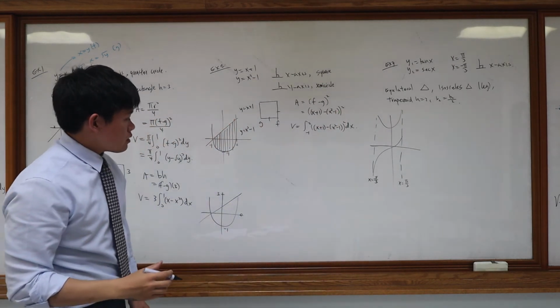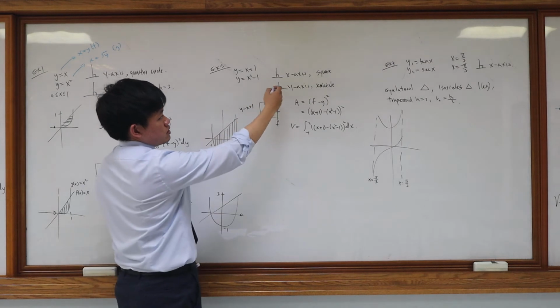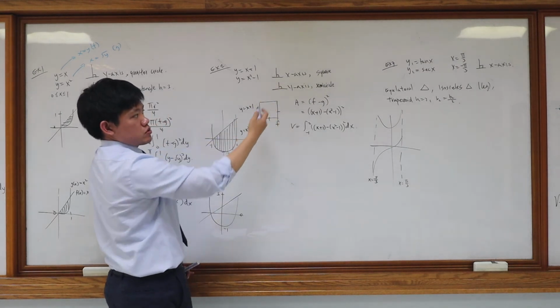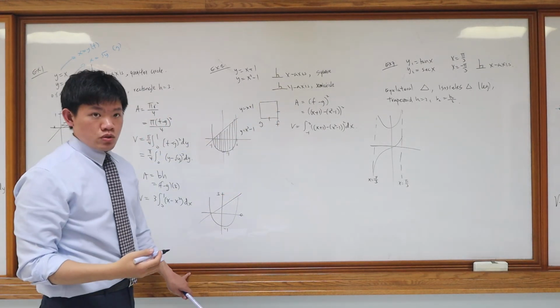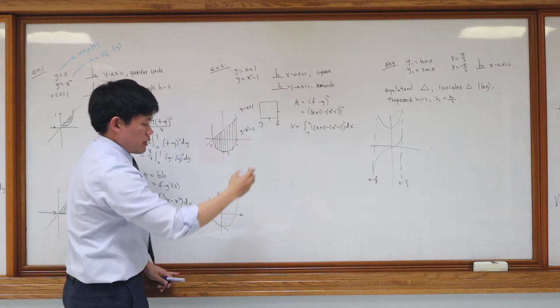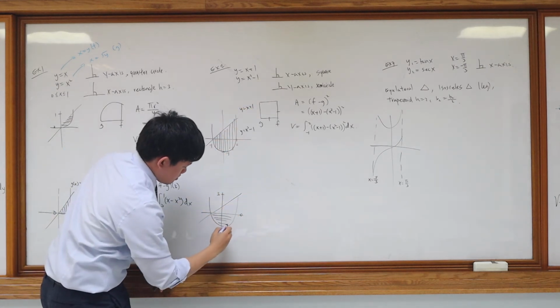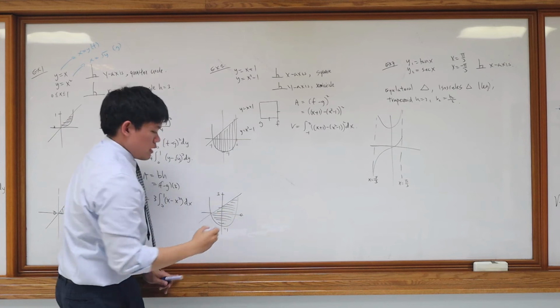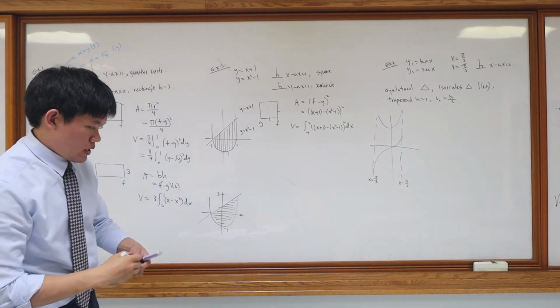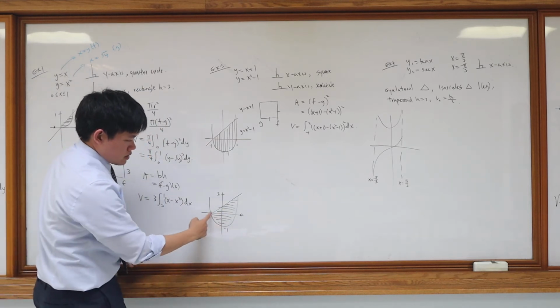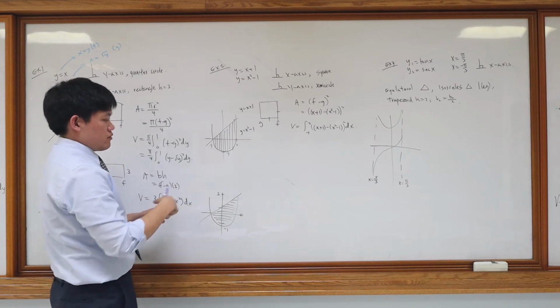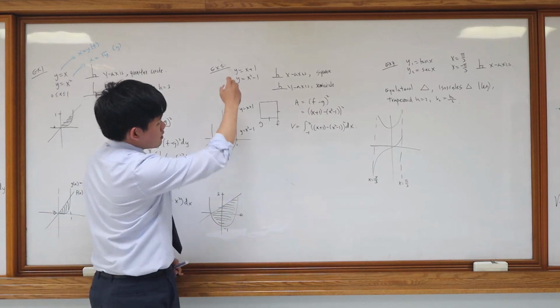Now next one, my cross sections are perpendicular to my y-axis. It's a semicircle. So since it's perpendicular to my y-axis, I have a diagram that looks like this. Now, knowing this, I have to integrate with respect to y. So we have this function minus this function. So in that case, we have to write our functions. So let's go ahead and write those.